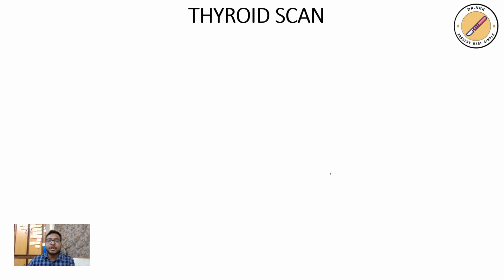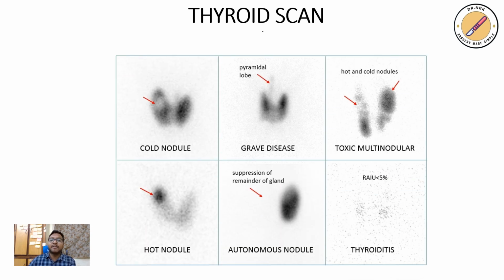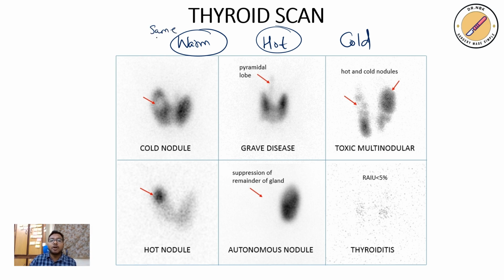Okay, right. Coming to thyroid scan, this is also called the radioactive iodine uptake scan. We need to differentiate; there are mainly three important findings: warm nodule, hot nodule, and cold nodule. A warm nodule is one where the nodule and the surrounding thyroid gland have the same uptake of technetium 99 or iodine 123. Hot is something that will take up more radioactive iodine than surrounding thyroid tissue. So you can see here, this is the hot nodule and this is the cold nodule.